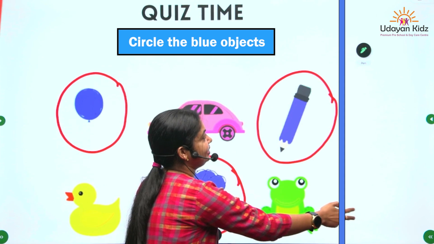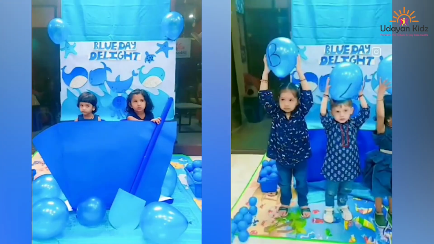Very good, children. Blue, blue, blue. Blue like the sky. Blue, blue, blue. Blue like the bat. Do it yourself.